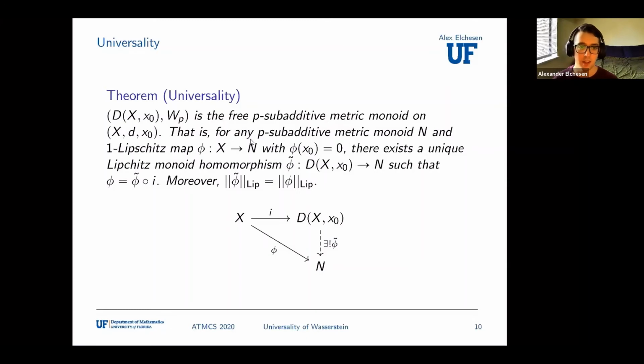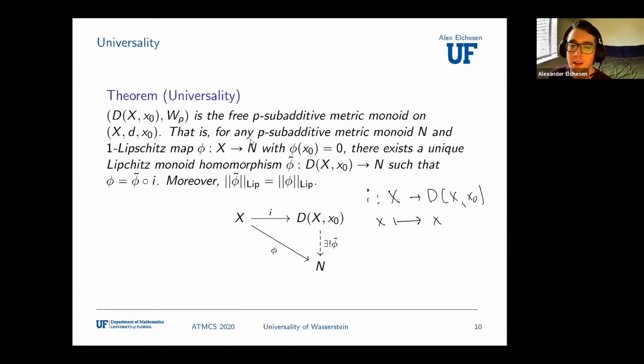In more detail, that means that for any other p-subadditive metric monoid N, and one-Lipschitz map phi from X to N, which preserves the base point in the sense that X naught gets sent to the 0 of N, there exists a unique Lipschitz monoid homomorphism phi tilde extending phi. In other words, such that the following diagram commutes. I didn't define I yet, so what is I? I is the canonical inclusion, or the universal arrow, so it takes X into D_X, X naught, and it's given by taking a point in X, so X is going to go to X.